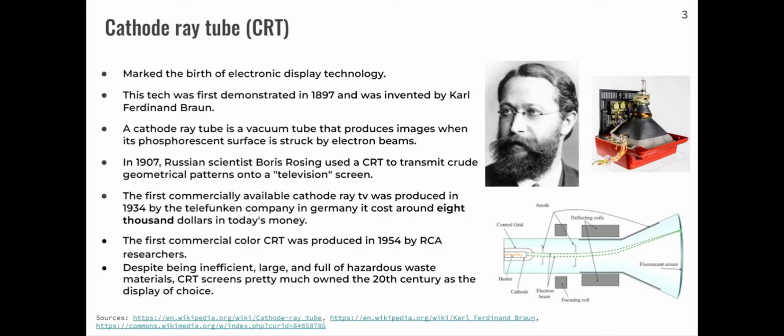This technology was later further developed and was first commercialized in 1930. The first commercially available cathode ray TV was produced in 1934 by the Telefunken company in Germany, and it actually cost around $8,000 in today's money. So that was very expensive at that time. But after World War II, the TVs would hit the mainstream. The first commercial color CRT was produced in 1954 by the RCA researchers.